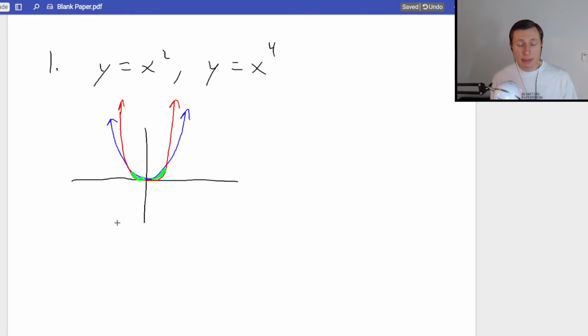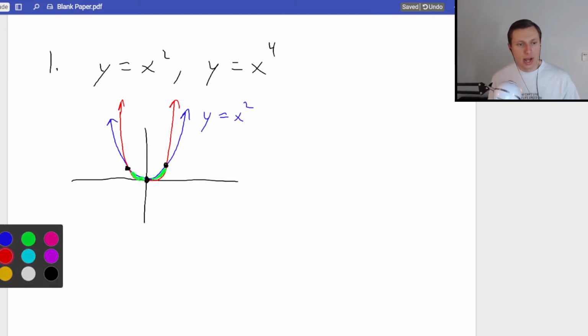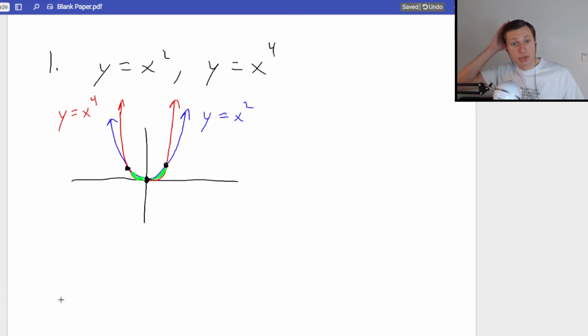So step 0 is done. I drew a picture. Step 1, I want to find these intersection points. In this problem, there are 3 intersection points. I'm going to draw them all. There's one here, there's one here, and there's one here. I forgot to label these. The blue is y equals x squared. The red is y equals x to the 4th. Again, if you didn't know that, you don't need to. You can still solve the problem without knowing that.